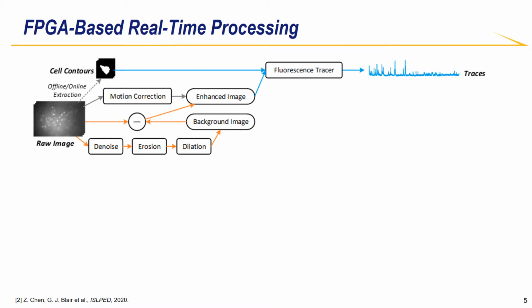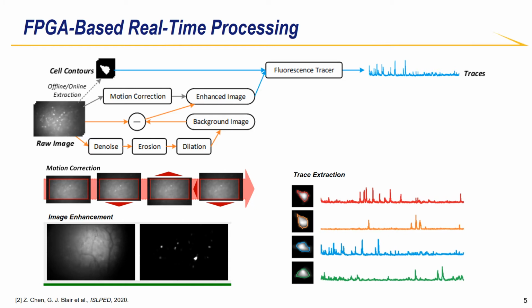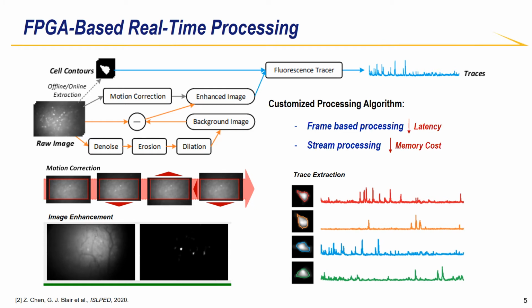Our proposed real-time calcium image processing pipeline consists of 3 steps. The first 2 steps are the motion correction and the image enhancement. The motion correction is a critical pre-processing step in removing motion artifacts caused by the movement of the brain tissue during the recording. The image enhancement improves the signal-to-noise ratio of the traces by removing a bulk of the calcium image background. The third step is the trace extraction, which calculates the calcium traces from pre-stored binary cell contours. Our proposed pipeline applies frame-based stream processing, and it helps reduce both the latency and the memory access.